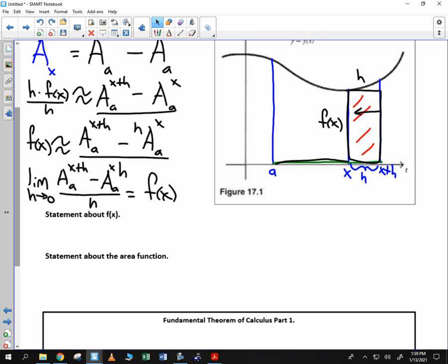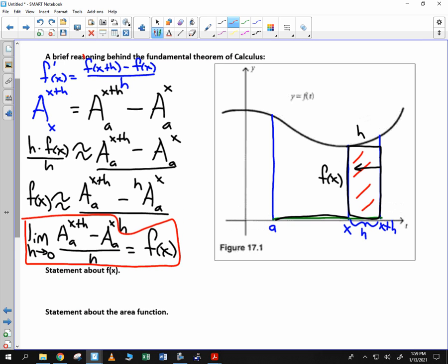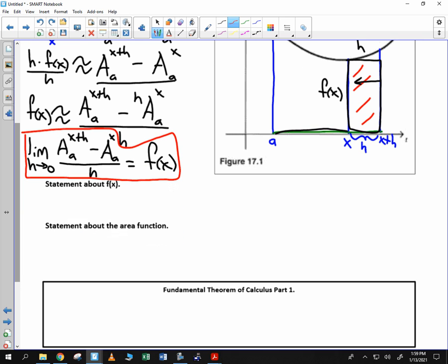This thing right here should look very familiar. It's identical to what we have up here. You're going to have to stare at that for a while and convince yourself. But what it means is this. What does that say about f of x? Well, f of x is the derivative of the area.